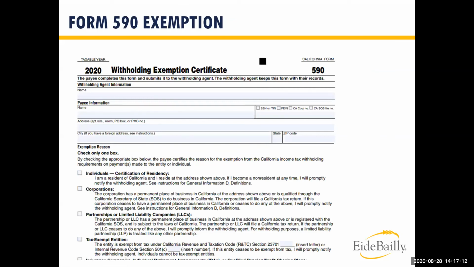This is what that form looks like. So if none of the boxes apply to you, it's not the form for you. I think you only need to fill this out once and keep it on file. It's not something that has to be done annually.